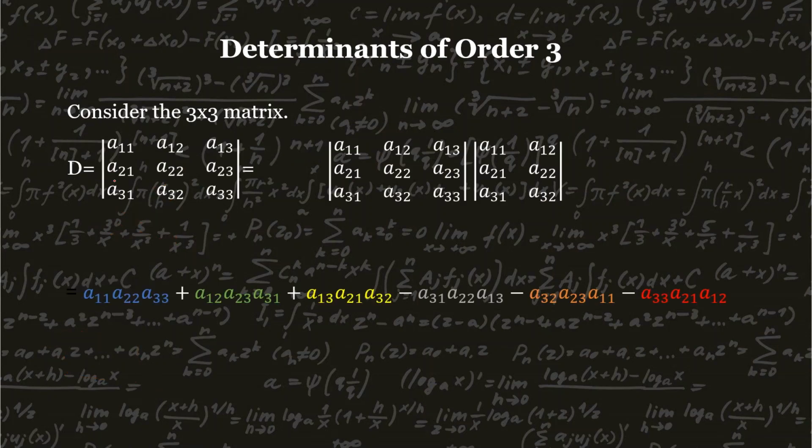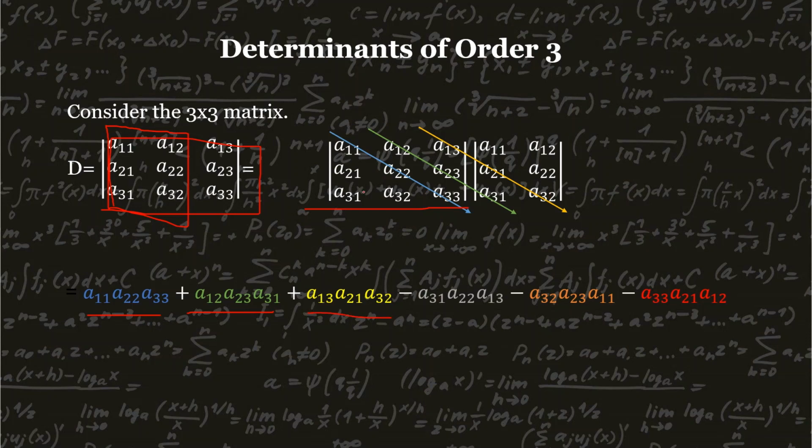Next, for the determinants of order 3, let's consider this 3 by 3 matrix. First, we get the first two columns of the original matrix and append them to the original matrix. As seen here, we took the first two columns and appended them to the original matrix. Then we can follow our diagonal pattern. A sub 1 1 times a sub 2 2 times a sub 3 3, which is this one, plus a sub 1 2 times a sub 2 3 times a sub 3 1, plus a sub 1 3 times a sub 2 1 times a sub 3 2.